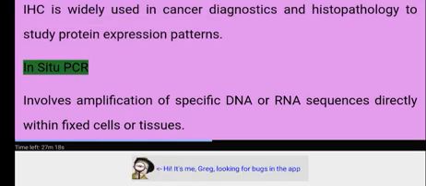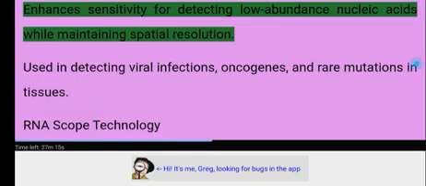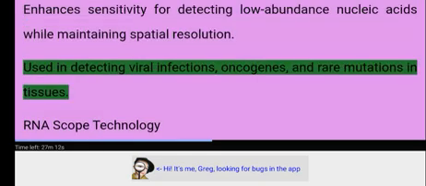In situ PCR involves amplification of specific DNA or RNA sequences directly within fixed cells or tissues. It enhances sensitivity for detecting low-abundance nucleic acids while maintaining spatial resolution. It is used in detecting viral infections, oncogenes, and rare mutations in tissues.